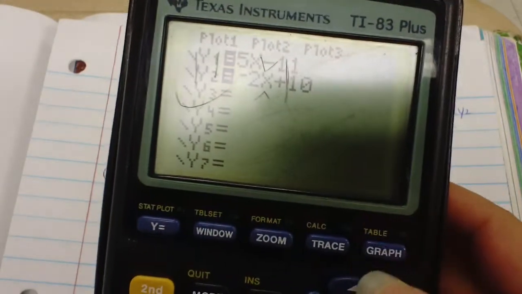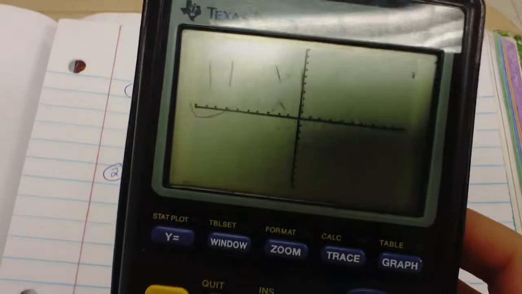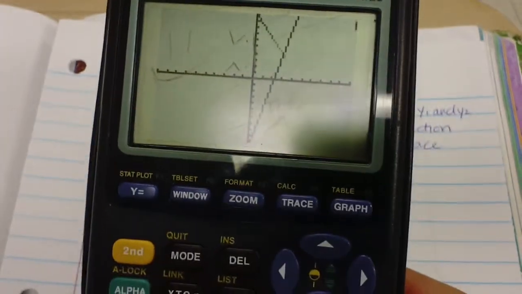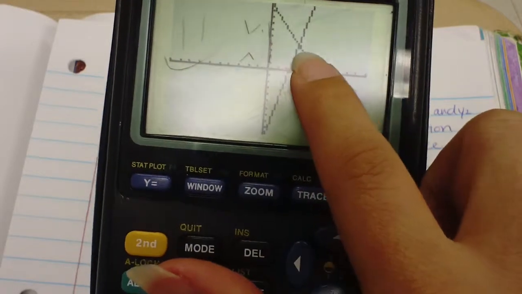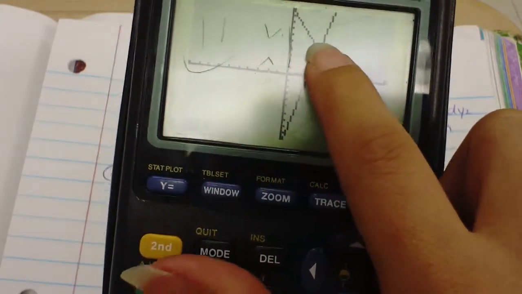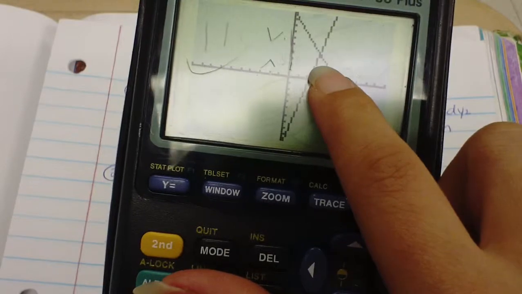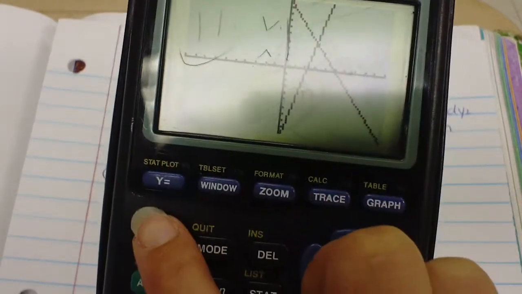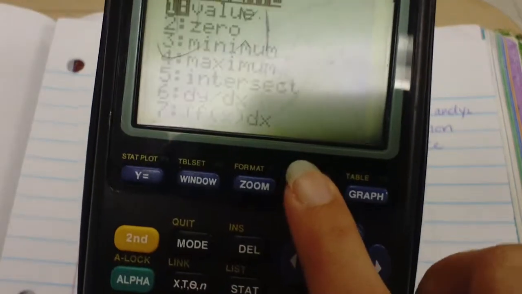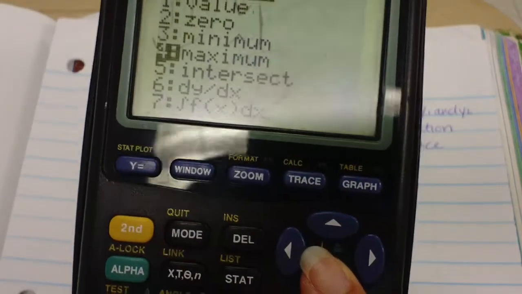And if I'm going too fast, make sure you pause it. Graph them and take a look at those lines. I see 1 and I see 2. We can see the intersection right here is going to be our solution. To find the intersection on the calculator, we need to press second, trace, and then intersect.